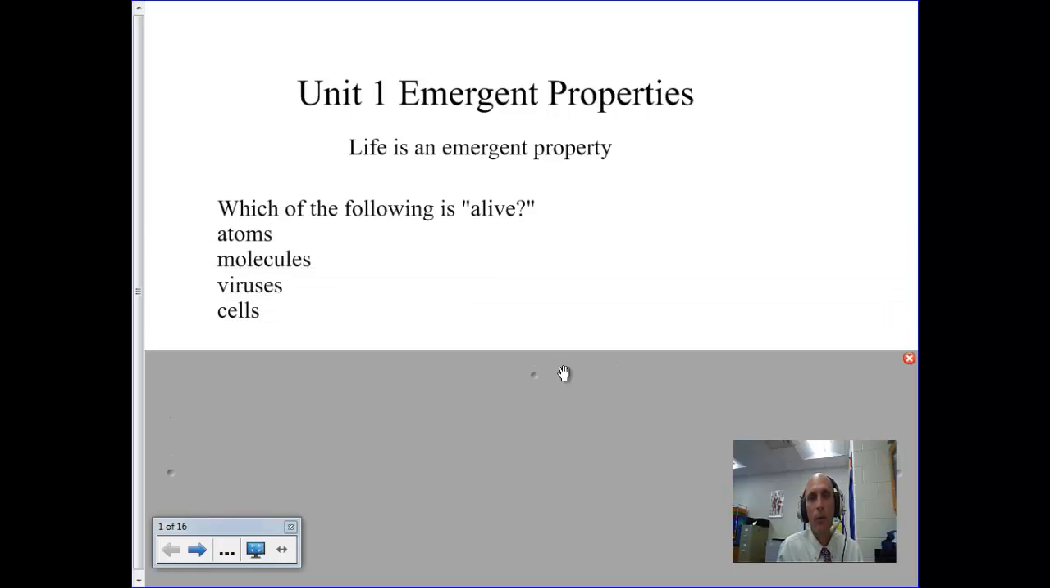Now if we look at this, it's a pretty easy question for you: which of the following things that you see in this list is alive? It's very likely that you'll be able to find out that only one of these is alive, and that is, of course, cells.